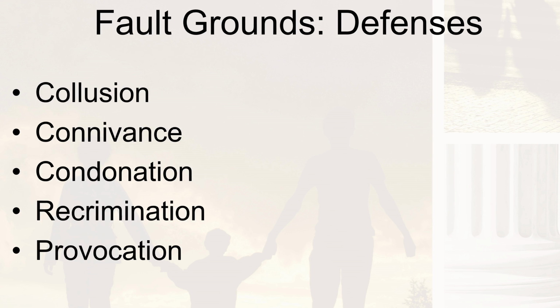So what are the defenses that can be brought to fault grounds? Let's say one party alleges adultery. They can raise any of these defenses: collusion, connivance, condonation, recrimination, or provocation. It's important to note that fewer states are implementing fault grounds for divorce, so these defenses are being used less and less, but it's still important to know what they are.